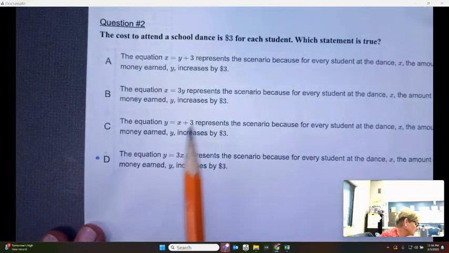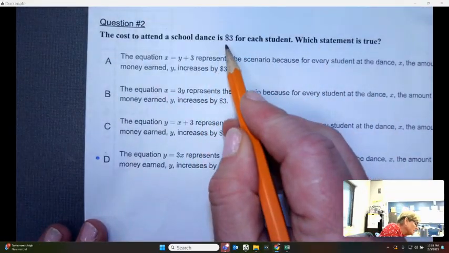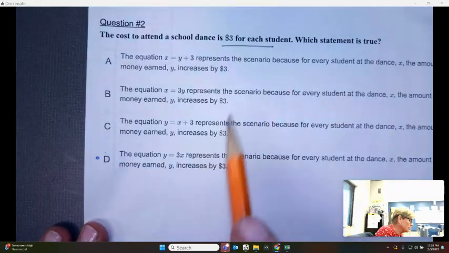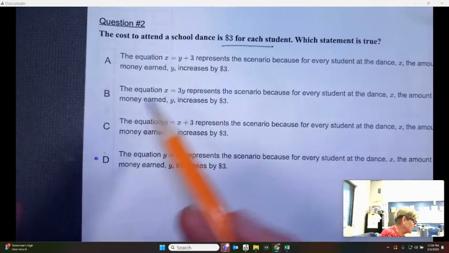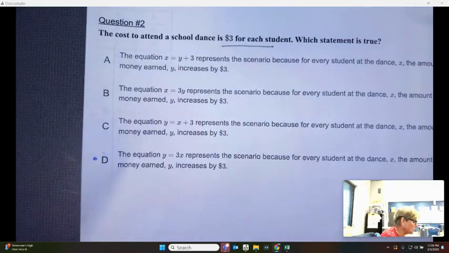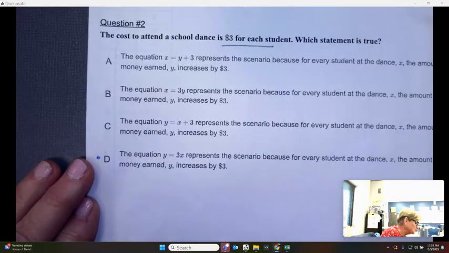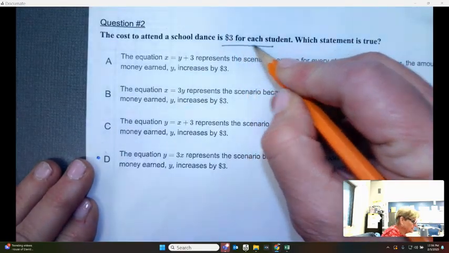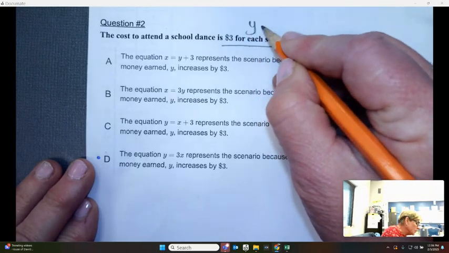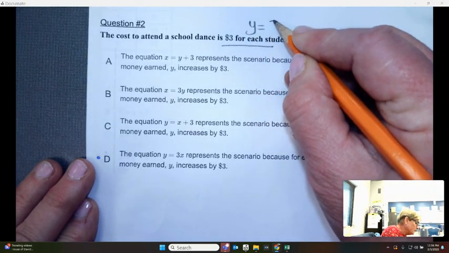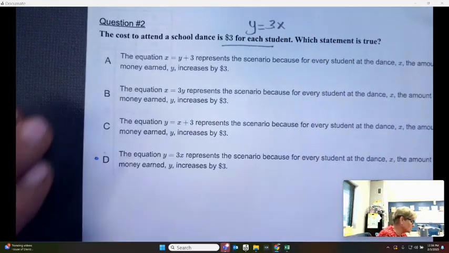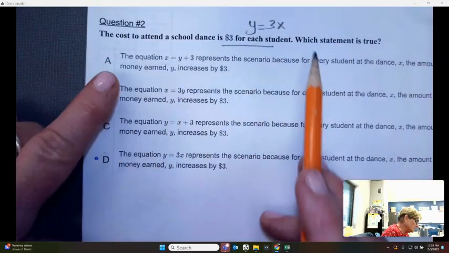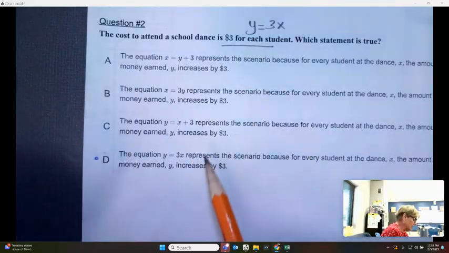It says the cost to attend a school dance is $3 for each student. That means for every one student, they're gonna pay $3. Which statement is true? Now, in this instance, remember, it's what you do to X to get Y, so it should always be a Y equals statement. If each student is $3, then your total cost is gonna equal $3 for every student that comes, so Y equals 3X, or $3 for every student that goes.